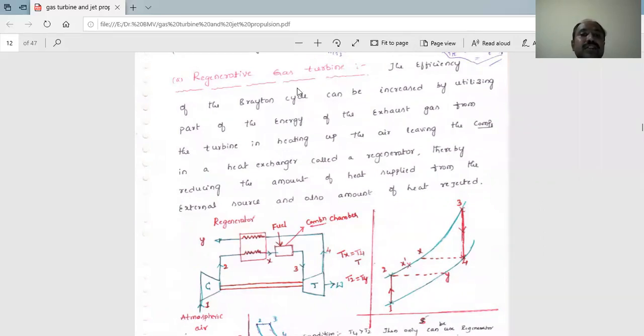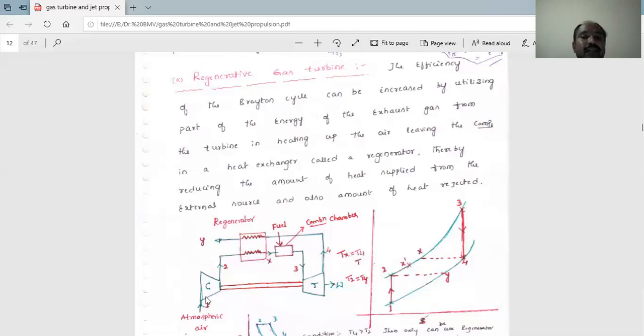The efficiency of the Brayton cycle can be increased by utilizing part of the energy of the exhaust from the turbine in heating up in a heat exchanger called a regenerator, thereby reducing the amount of heat supplied from the external source. With the minimum amount of heat supplied, the maximum amount of work will be generated. This is what happens in the regenerative gas turbine.